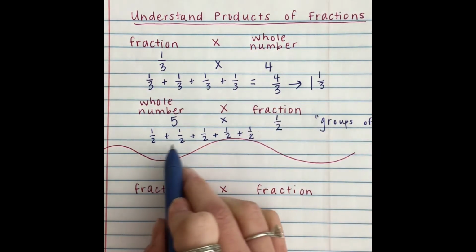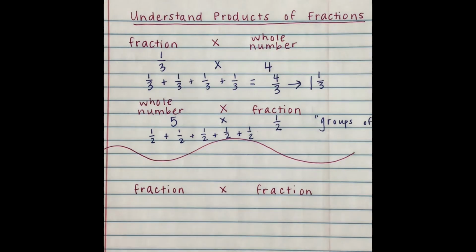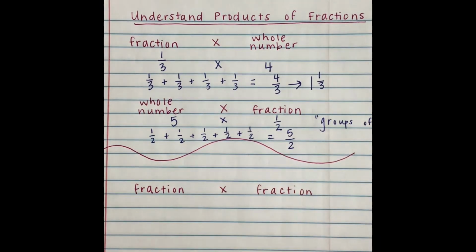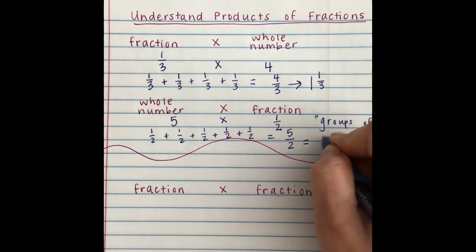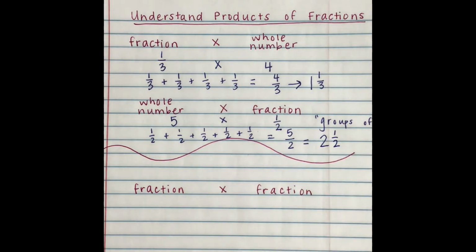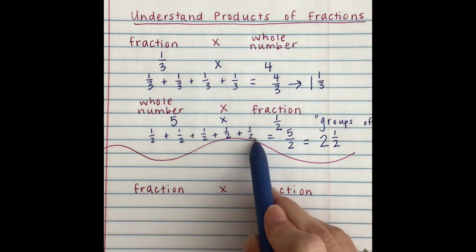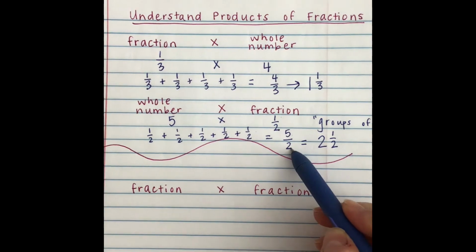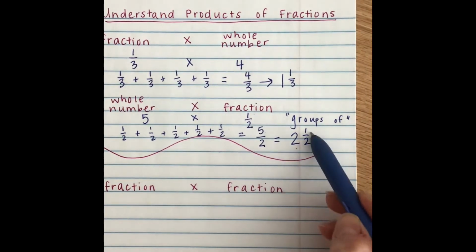Let me make sure I have all 5. And I do. So that would be like saying I had 5 halves, which is 2 and 1/2. So I have 5 of these halves, or 5/2, which is the same thing as saying 2 1/2.